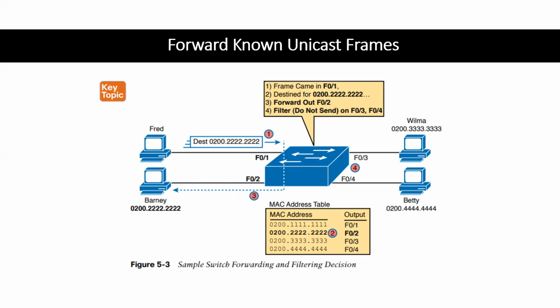Okay. So Fred wants to go ahead and send a frame, right? The destination ends in .2222. Okay. And if we look at our diagram, who has that MAC address that's in that destination field? Barney. Okay. So let's talk about what the switch will be doing.